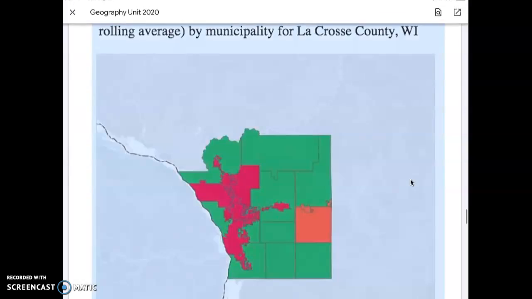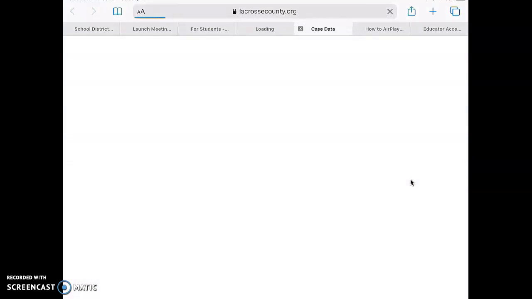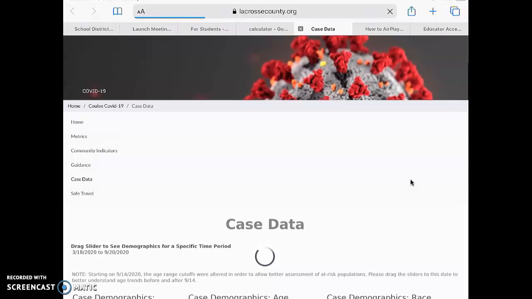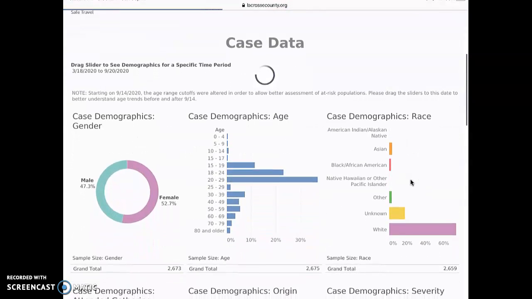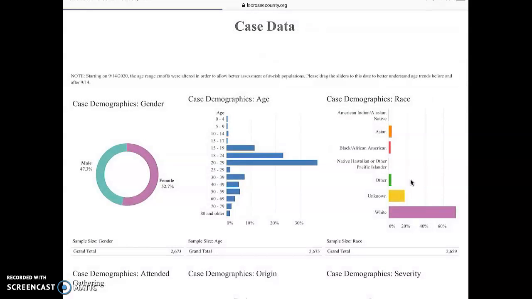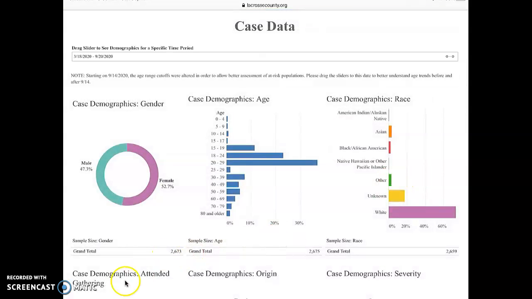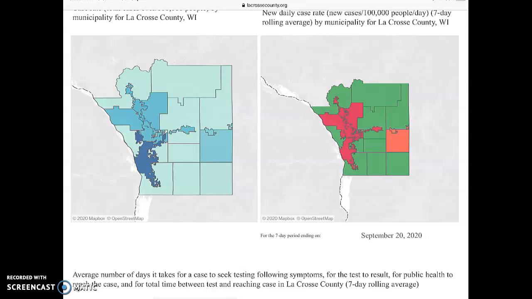This next map is kind of interesting, and this map is taking us actually to La Crosse County, looking at case data in regards to coronavirus. So as we clicked on that map in the slideshow, it was linked to this, and this just gives us the information as to what we're looking at. And it updates regularly. So as you're looking at it, it might look a little bit different.